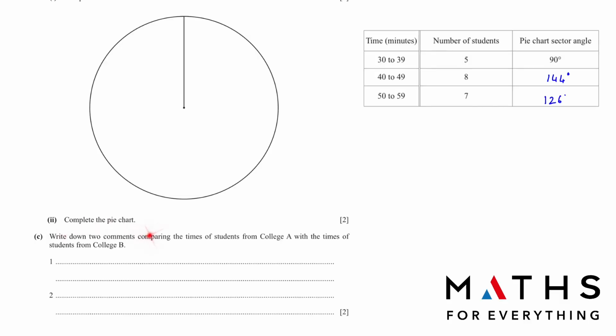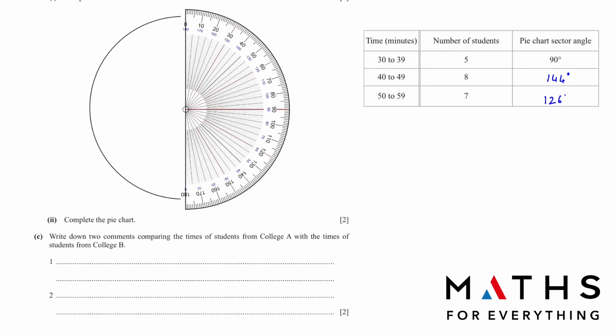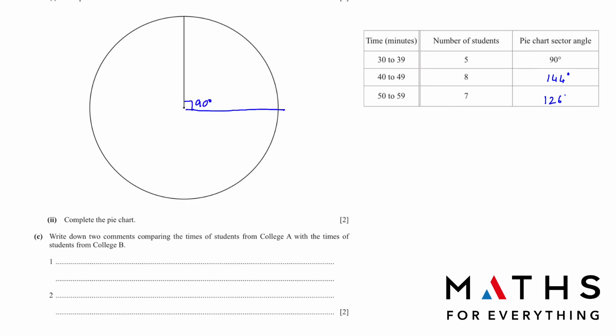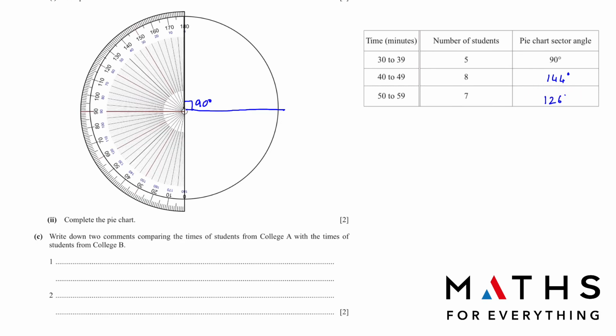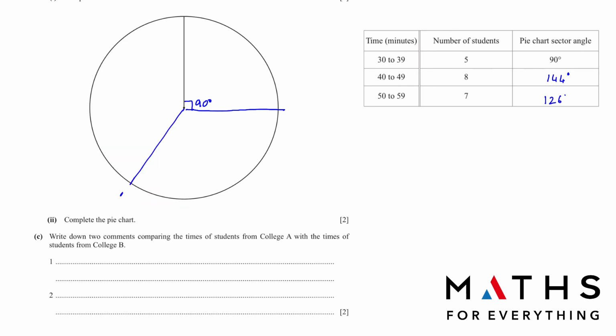Now we have to complete the pie chart. We already have the sector angles 90, 144 and 126. Using the protractor, place it like this and mark 90. We start with 90. So this is 90. Then next we'll measure 144. So place your protractor like that. This is 140, so 144 is going to be somewhere here. Mark it, and then we draw the line. So this is 144 degrees, and the other one will be 126.